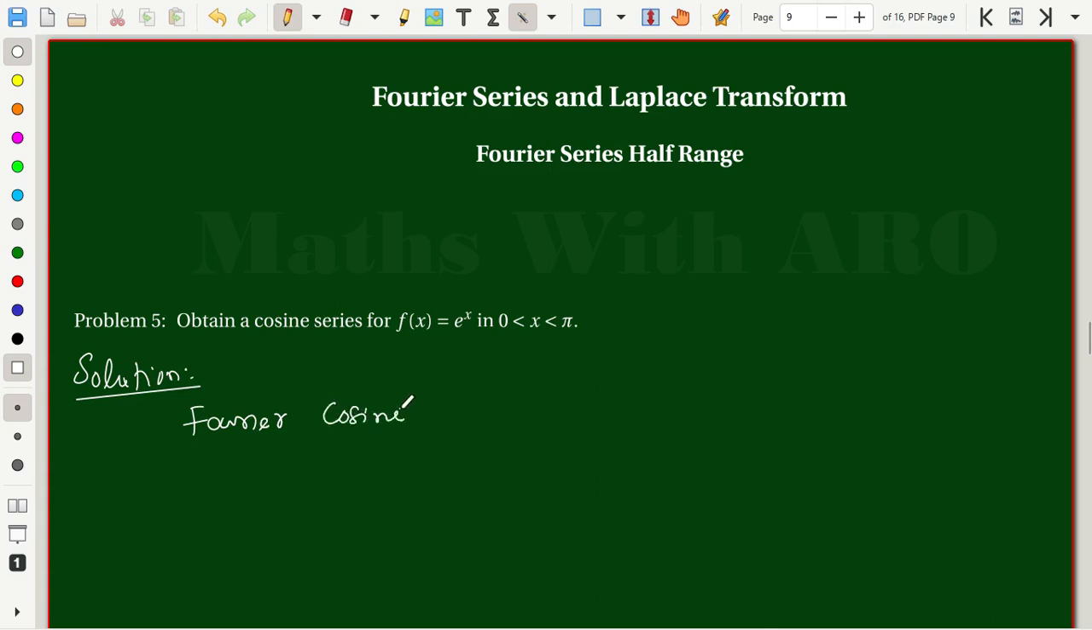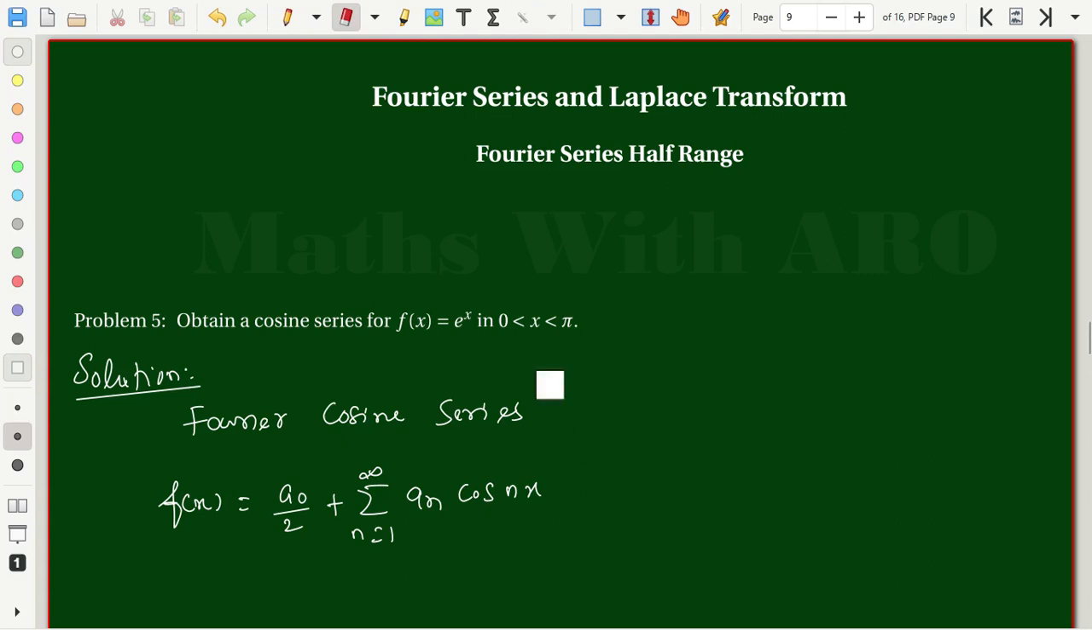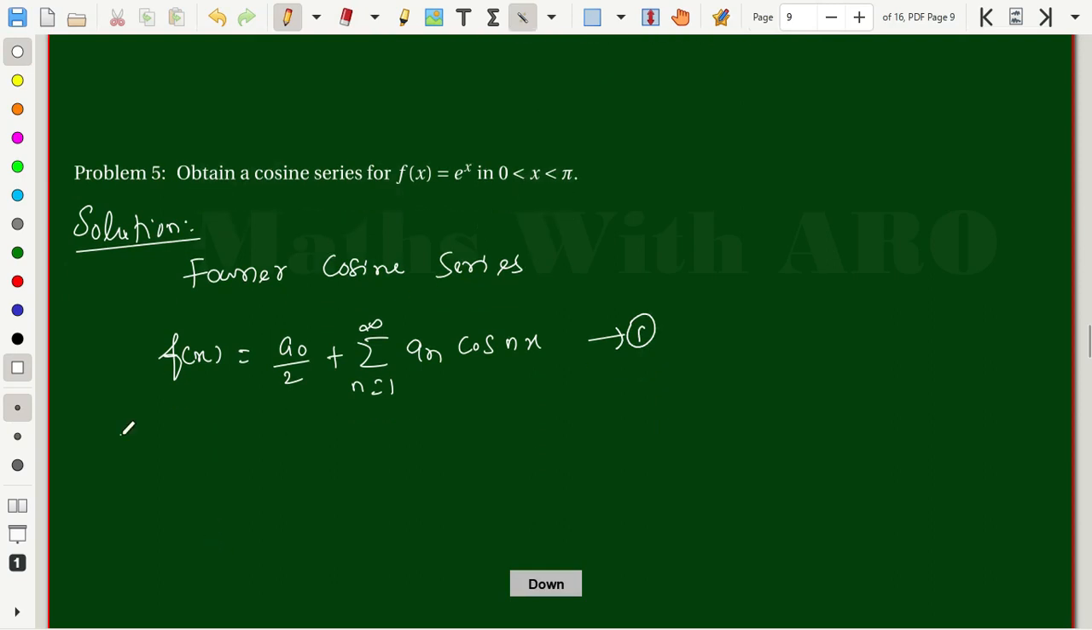Fourier cosine series f of x is equal to formula என்ன அப்படின்னு பார்த்தோம்னா f of x is equal to a0 by 2 plus sigma n is equal to 1 to infinity an cos nx. Call it as equation number 1, where a0 and an என்ன அப்படிங்கிறத பார்க்க போறோம்.